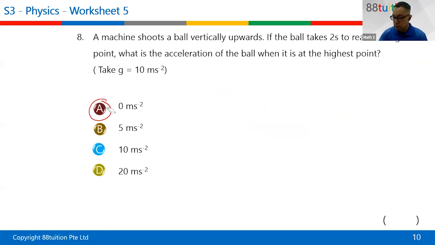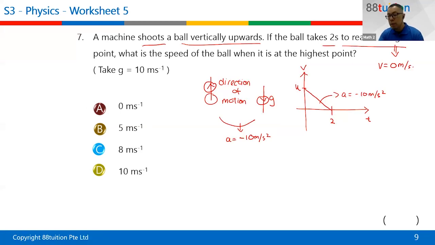Sorry, this is... Now for this question 7, the answer is Z. At the highest point, velocity is always 0, so 0 meters per second. Next.